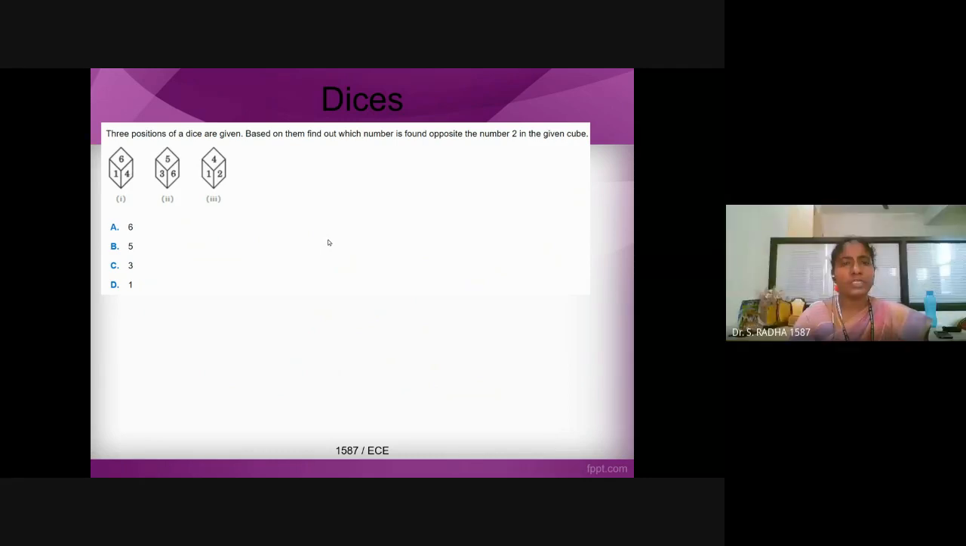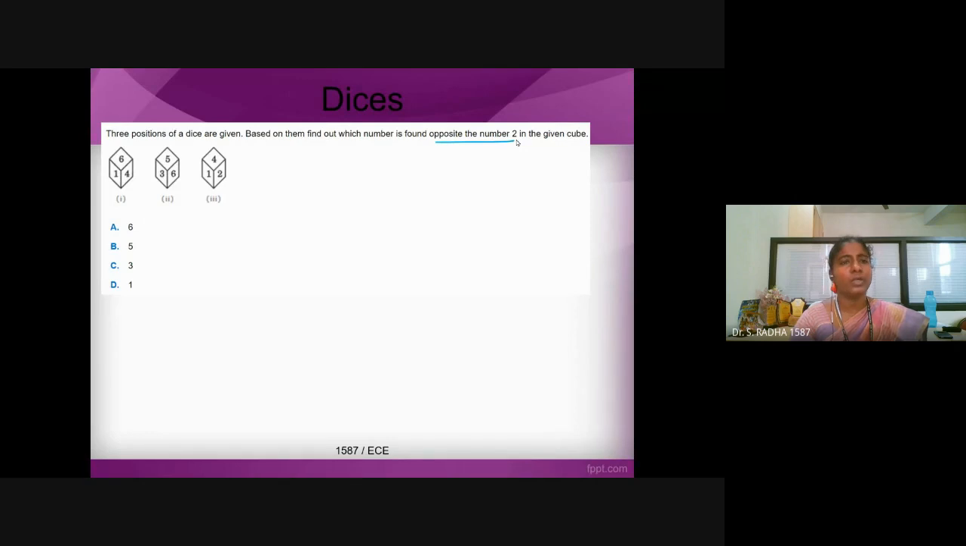3 positions of a dice are given. Based on them, find out which number is found opposite the number 2 in the given cube. All the three diagrams are of the same dice in different rolling positions. Now they are asking what is opposite to number 2. Instead of dots here, numbers are there.